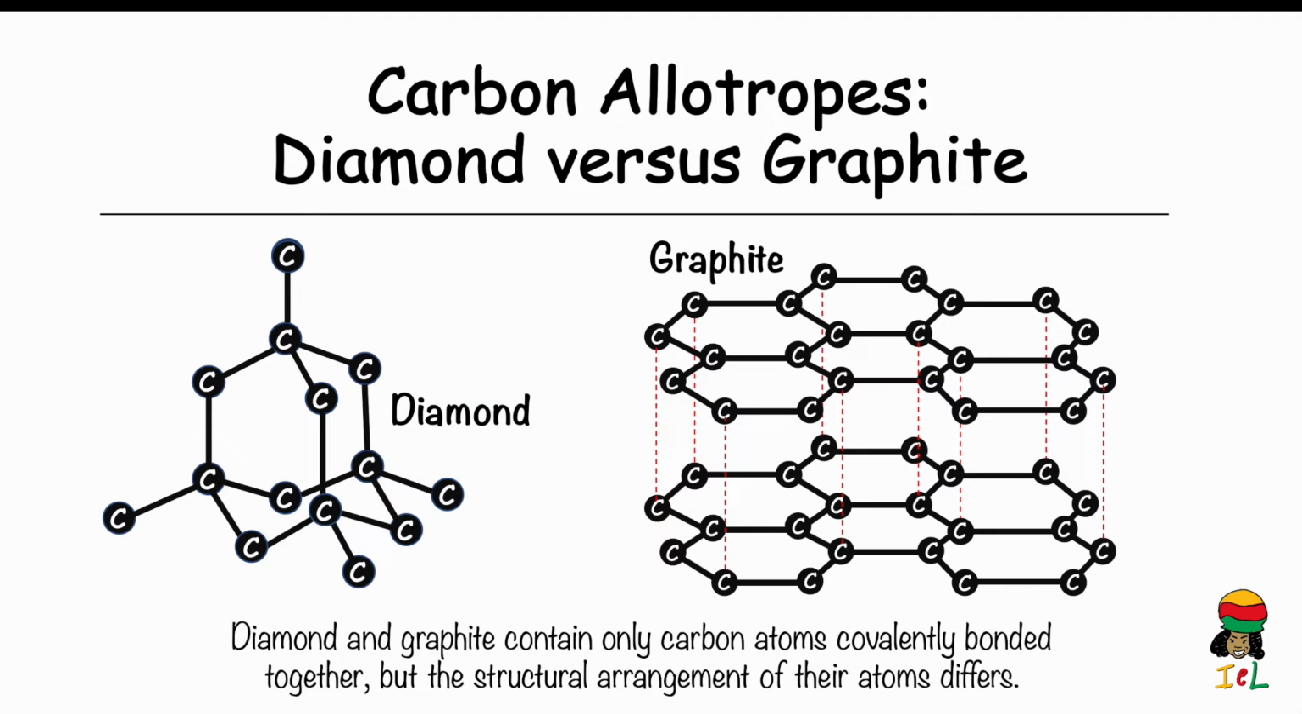Now, one of the main things that we know about allotropes is that the atoms of the element are arranged differently. So if we look at diamond, we see that diamond has a tetrahedral arrangement, while graphite has interconnected hexagonal ring layers. And the layers are held together by weak forces of attraction. Although diamond and graphite consist of carbon atoms covalently bonded together, the structural arrangement of the atoms differs, as we see evidence in the tetrahedral arrangement of the carbons throughout the diamond structure, while there are the interconnected hexagonal ring layers in graphite, which are held together by weak forces of attraction.